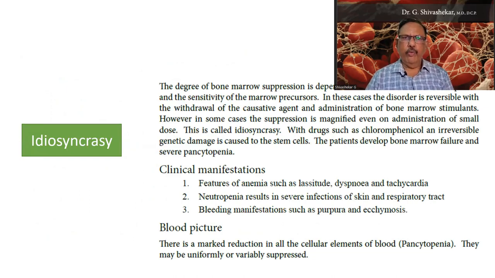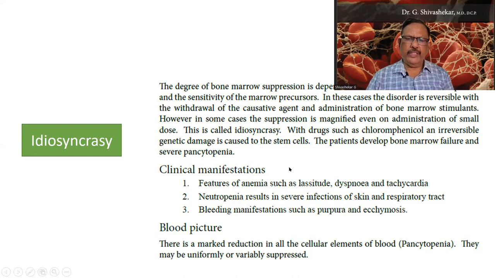The degree of the bone marrow suppression depends on the severity of the causing agent. However, there is one element called idiosyncrasy. When we are exposed to the insulting agent initially, the damage is not much. But subsequently, even a trivial exposure causes a severe reaction, which is called idiosyncrasy. This happens in the case of chloramphenicol, which can result in massive aplasia.